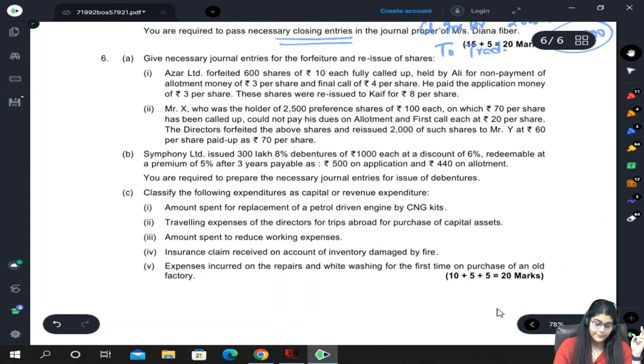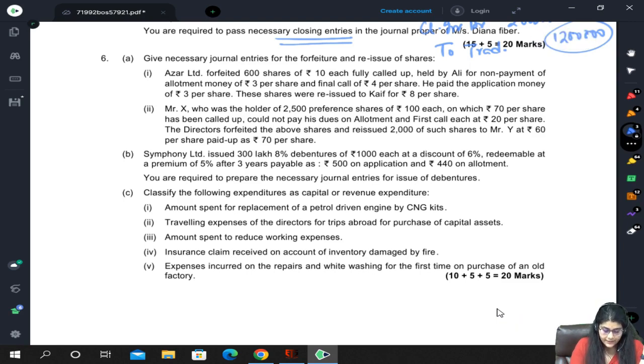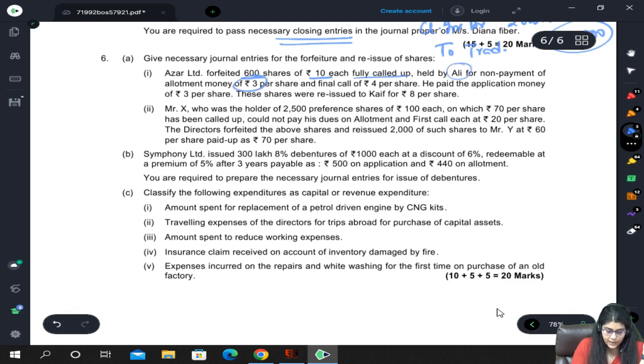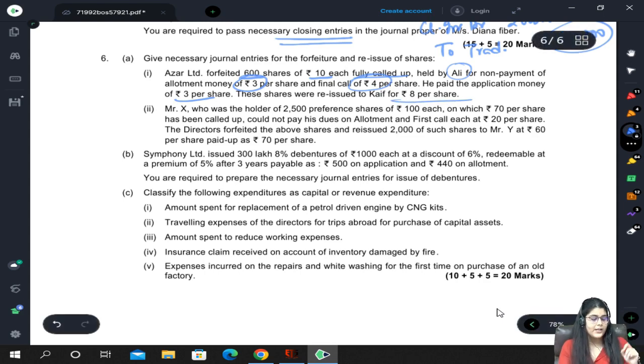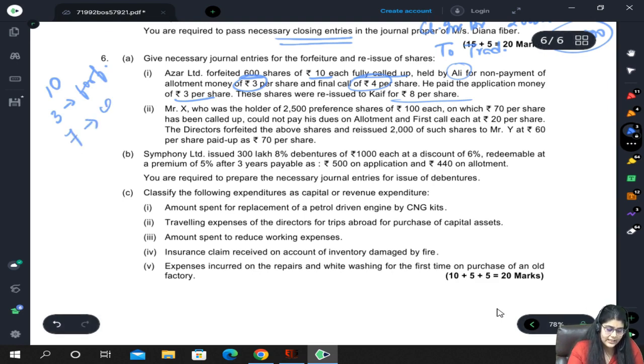Coming to the last question. Question 6A. We need to pass journal entries. A Limited forfeited 600 shares of 10 each fully called up, held by Ali for non-payment of allotment of 3, final call of 4, paid application money of 3. These shares were reissued to KEF for rupees 8 per share. So basically, 10 rupees was the share, 3 was paid. So whatever amount is paid, we know goes to the forfeiture account. And the 7 which was unpaid, we cancel these calls.